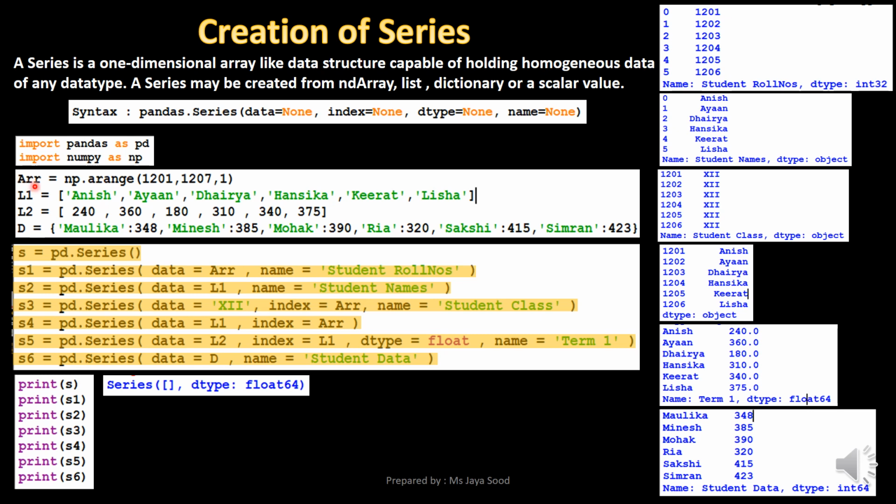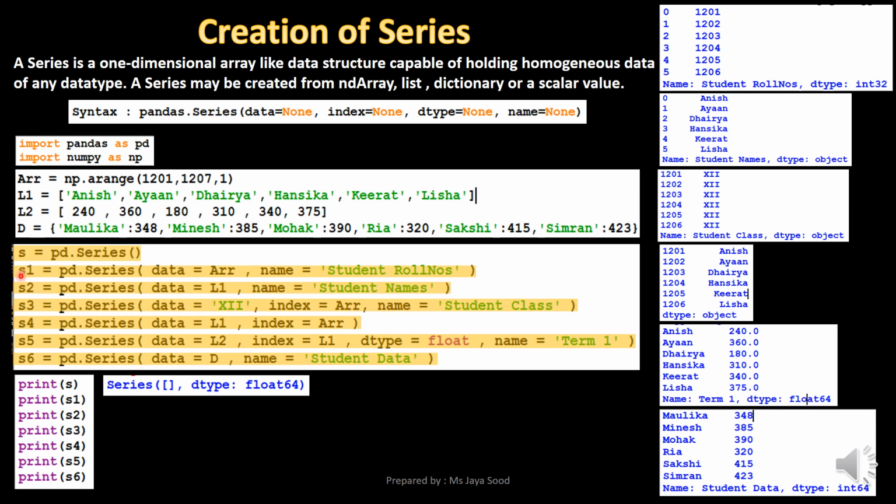ARR is an ND array which is created by invoking numpy arange method with arguments 1201, 1207 and 1. It will hold values from 1201 to 1206. L1 is a list of names. L2 is a list of marks. D is a dictionary with names and marks as the key value pairs. S is a series which is created by invoking the constructor method without any arguments. You may see here in the output that the series is empty.